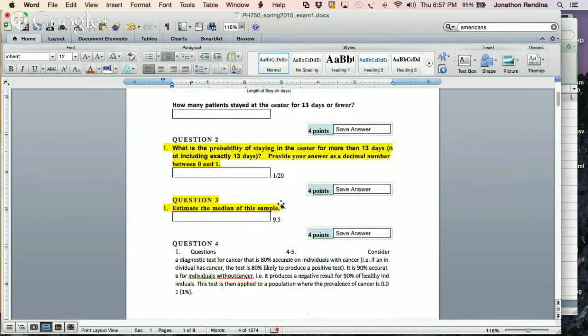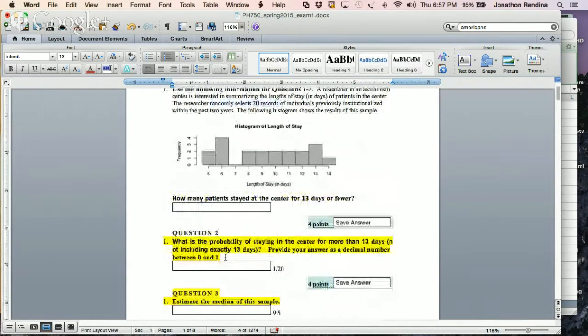And the first question that people struggled with was question 2. What is the probability of staying in the center for more than 13 days, not including exactly 13 days? So the probability of staying in the hospital for more than 13 days in this case is just the probability of staying in the hospital for 14 days. Now, the histogram could have had 15, 16, 17, 18, in which case it would have been the probability of staying in the hospital for any of those number of days. But here we only need to calculate the probability of staying in the hospital for 14 days.